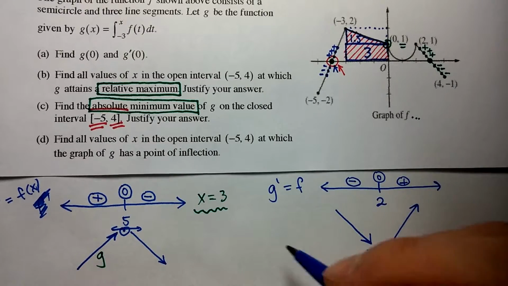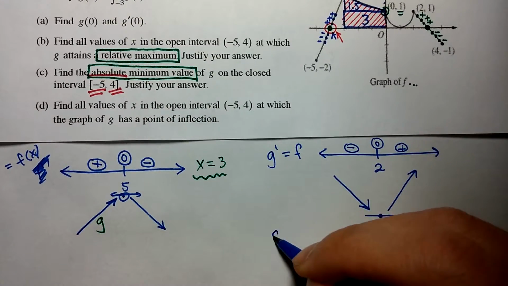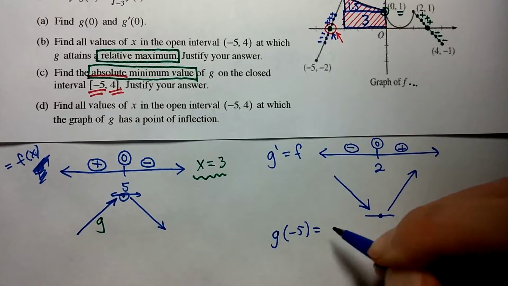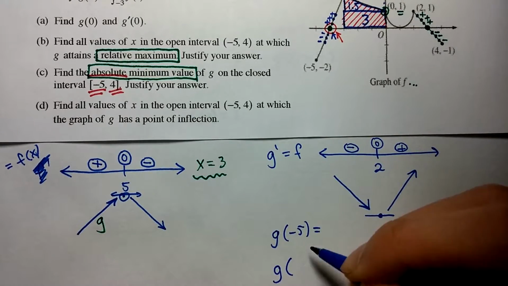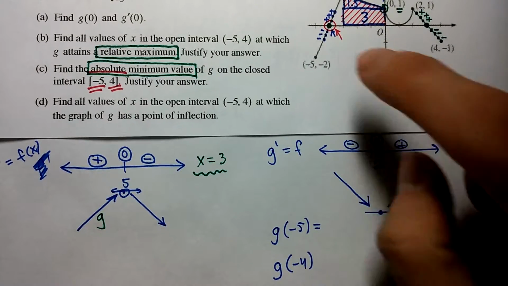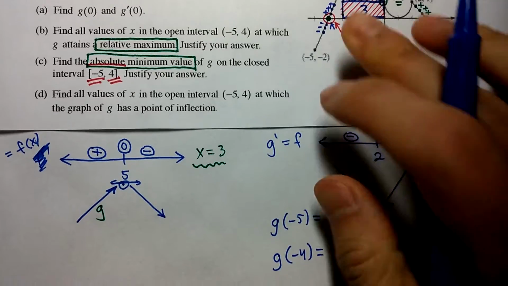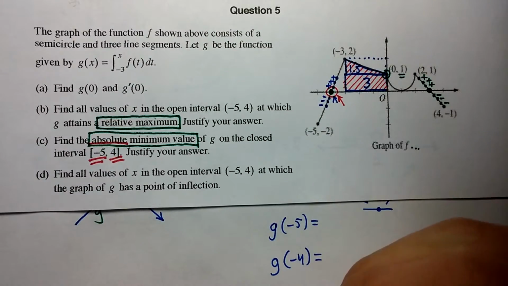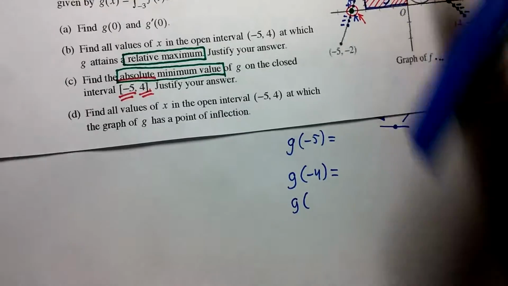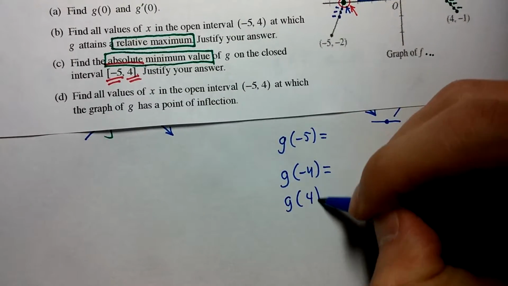So really all I have to figure out, again, you got to check your endpoints. You got to find g of negative 5. You got to find g of negative 4, because that was our relative minimum. And then you got to find g of positive 4.